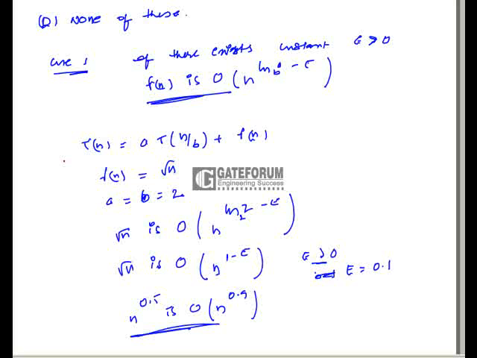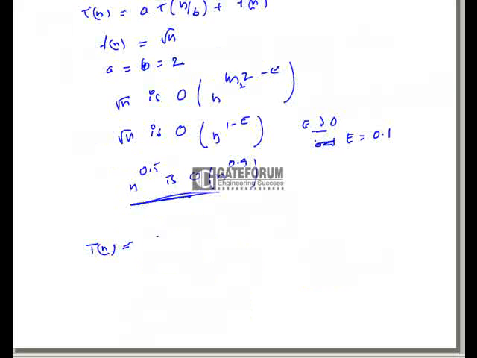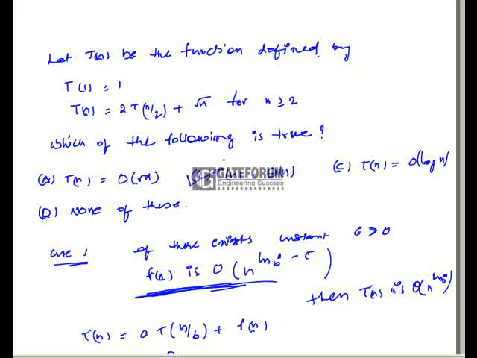In that case, if f of n is order of n power log a to the base b minus epsilon, where epsilon is greater than 0, then T of n is theta of n power log a to the base b. That means here T of n is theta of n power log 2 to the base 2, which is theta of 1. So here you can say option B is the correct option.